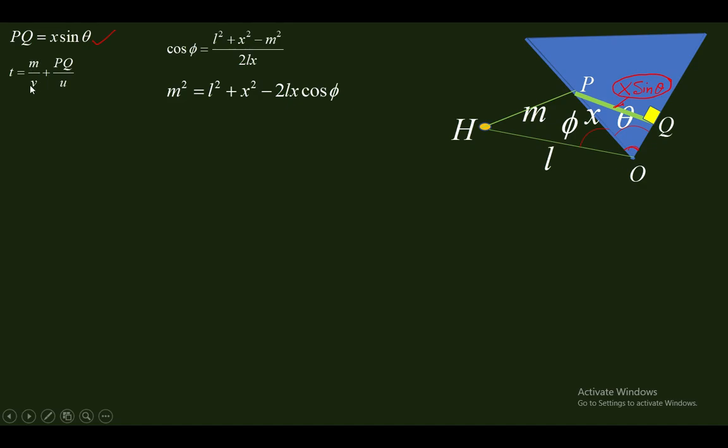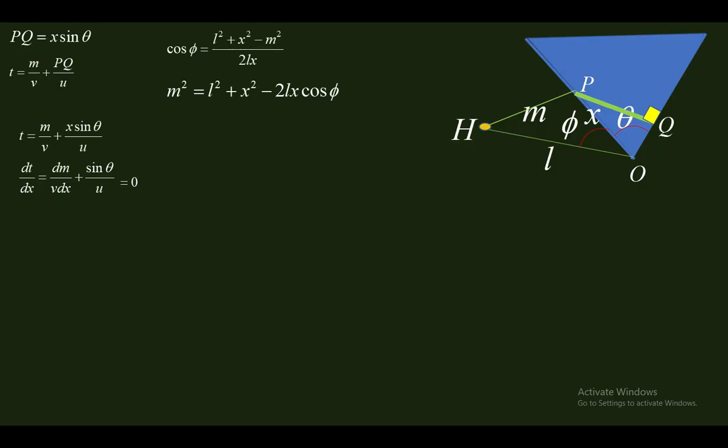This is the time to walk along the ground, plus this is the swimming time, PQ by u. PQ is the length which is swum, and the swimming velocity is given as u. So this is the swimming time. So the total time taken is given by this expression. Just putting the value of PQ as x sine theta, we have this expression. Time is a function of x, and even m is a function of x. We have to find that x for which time is minimum, and that will occur when dt by dx comes out equal to 0.